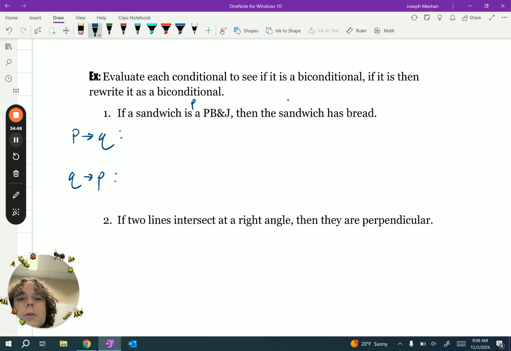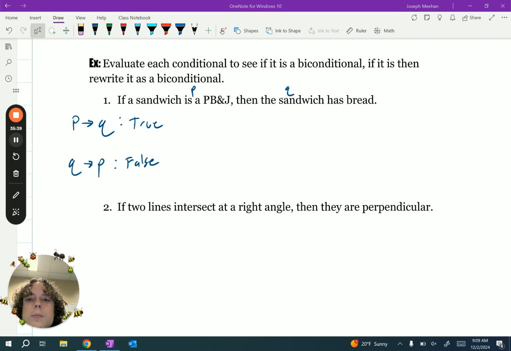If a sandwich is a PB&J, then the sandwich has bread. That's the P, that's the Q. PB&Js usually have bread, right? So I'm going to say the if P then Q is true. The if Q then P would read something like, if a sandwich has bread, then it is a PB&J. Well, a Subway sandwich has bread and it's not a PB&J, so we can say that that's false. So the conditional is true and the converse is false. So the biconditional itself is false. This is not a biconditional.